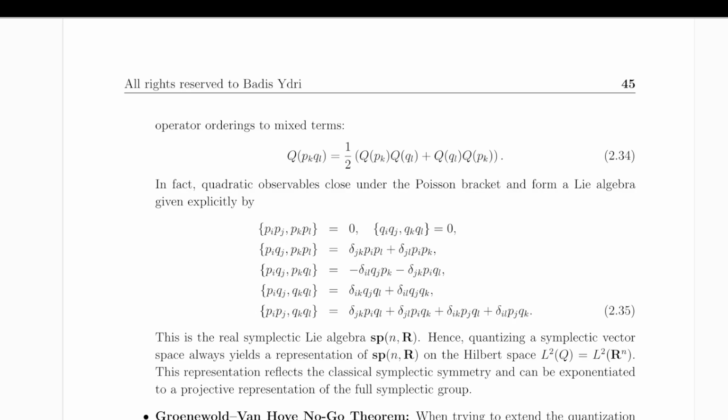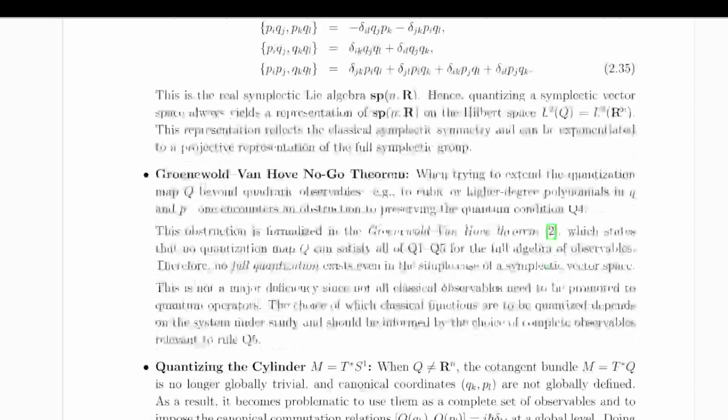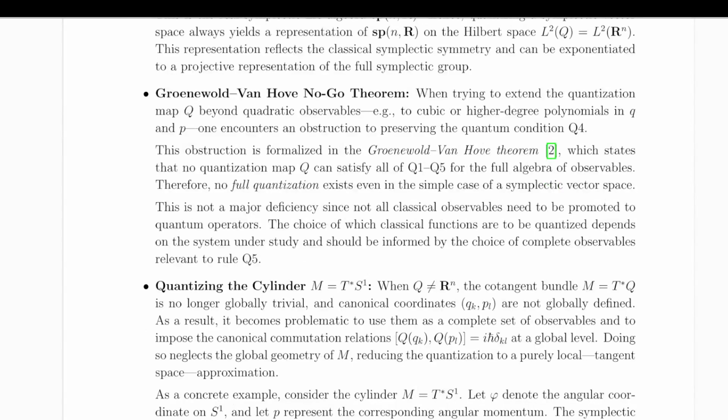Yet when attempting to quantize even more general observables, such as cubic or higher degree polynomials, we encounter a fundamental obstruction. This is the Groenewold-Van Hove no-go theorem. It tells us that no quantization can consistently map all classical observables to quantum operators while preserving the essential structures. Thus, a full quantization of all classical observables is impossible, even in flat space. This is not a tragedy. In practice, we only need to quantize the observables of physical relevance, typically those associated with symmetries or conservation laws.